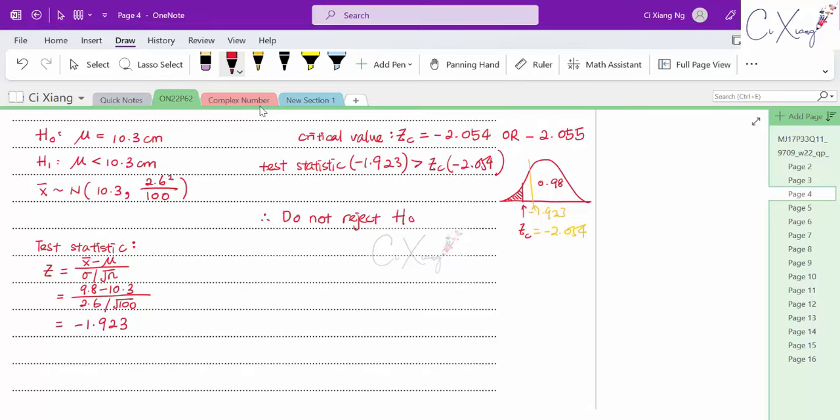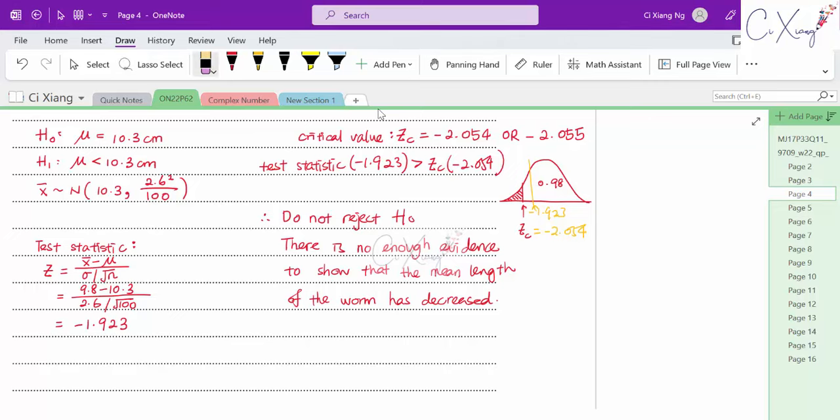If we do not reject the null hypothesis, it means that there's no evidence to show that the alternative hypothesis is correct. All right, so our conclusion in this context will be there's not enough evidence to show that the mean length of the worm has decreased. Alright, so basically this is how we carry out the test.